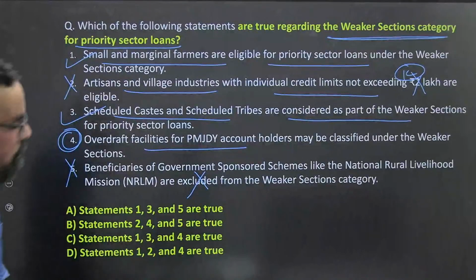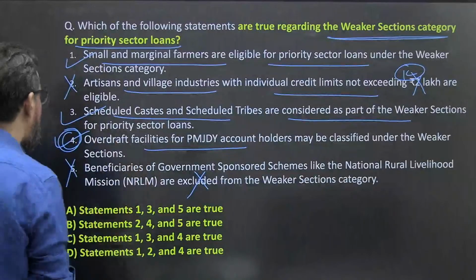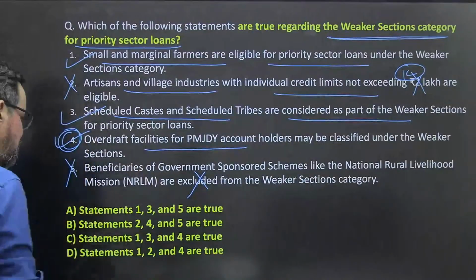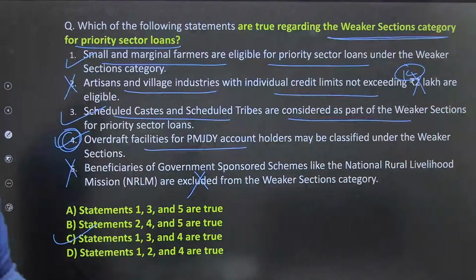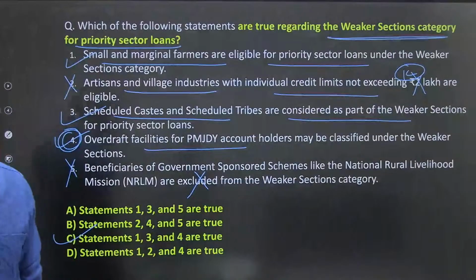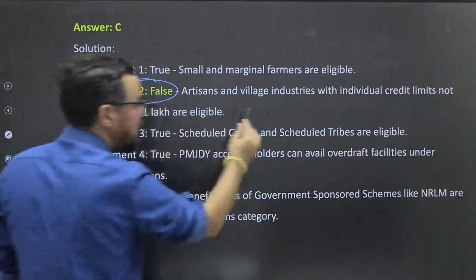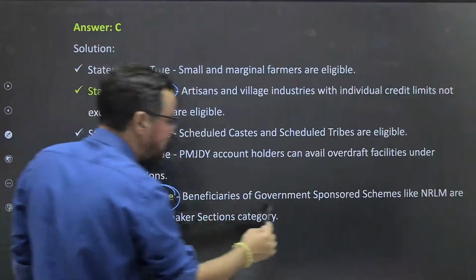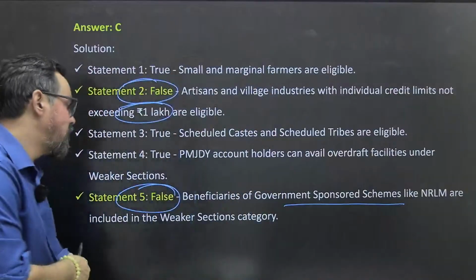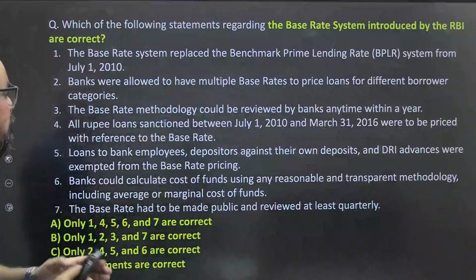This is right, this is correct. So it should be right. Overdraft facilities, yes. So 1, 3, 4 is C, which should be the right answer for this particular one. C should be the answer. So C, statement 2 false. Artisan and others 1 lakh rupees, and beneficiaries of government sponsored scheme like NRLM are included in the weaker section category itself. Okay, next one.